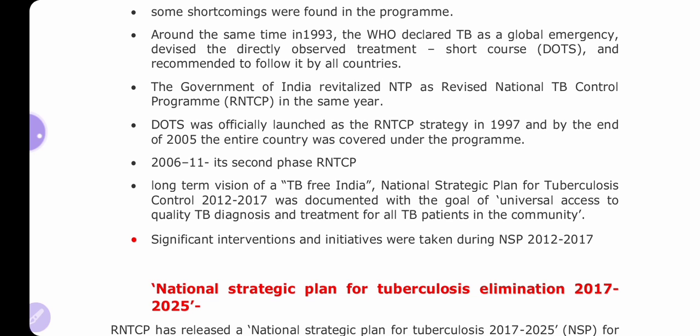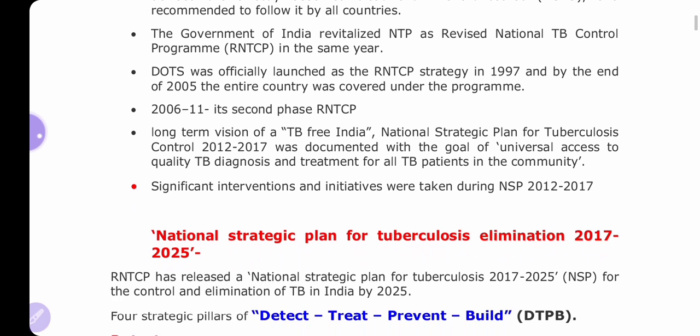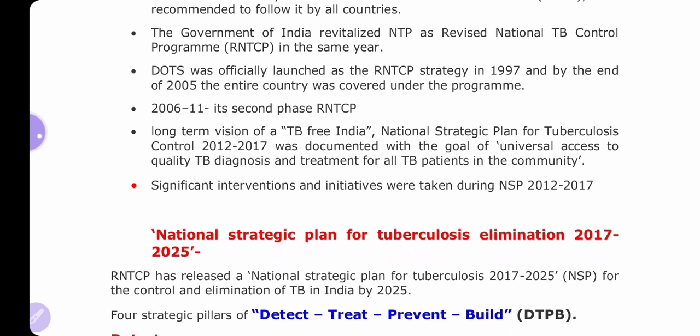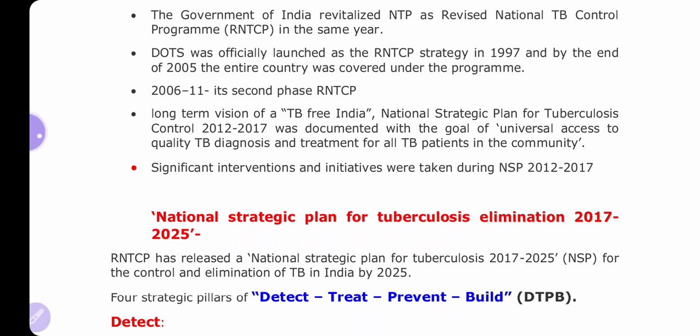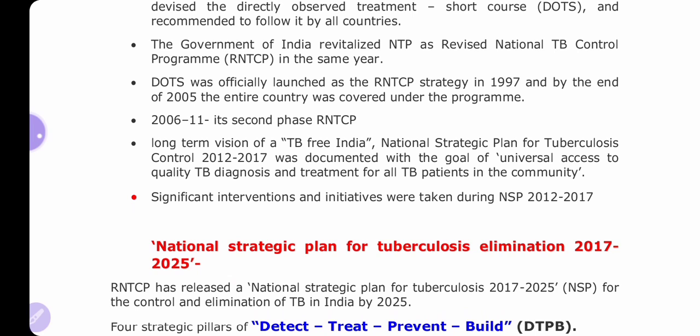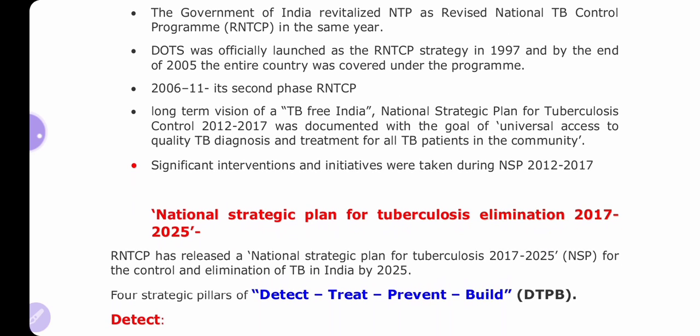Its second phase was conducted during 2006 to 2011, and the long-term vision of a TB-free India, the National Strategic Plan for Tuberculosis Control 2012 to 2017, was documented with the goal of universal access to quality TB diagnosis and treatment for all TB patients in the community. Significant interventions and initiatives were taken during 2012 to 2017.